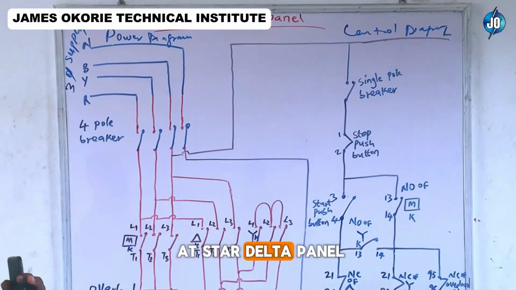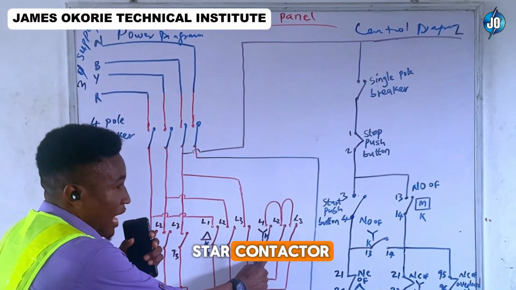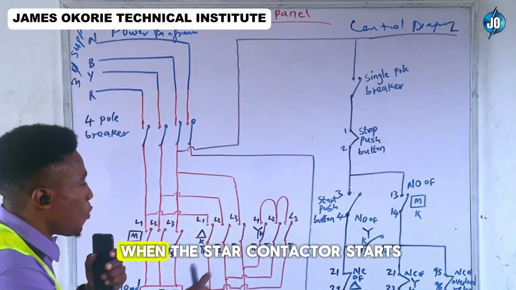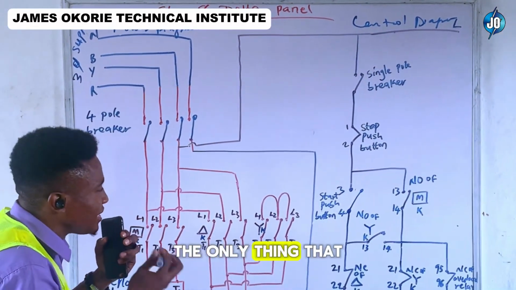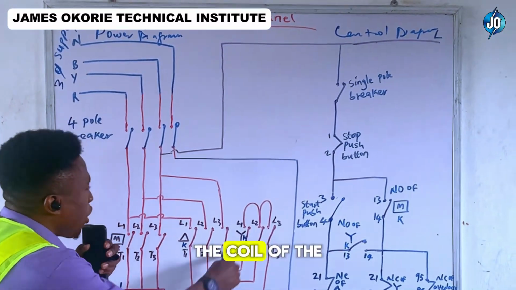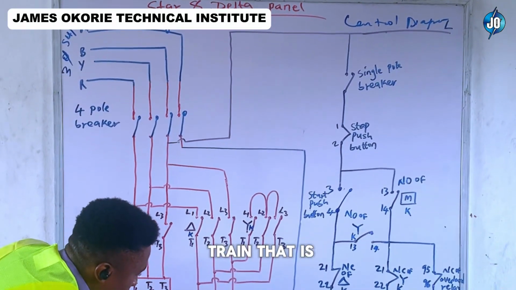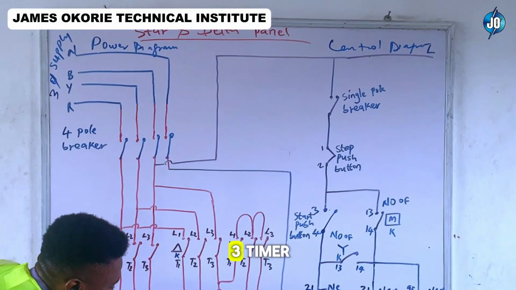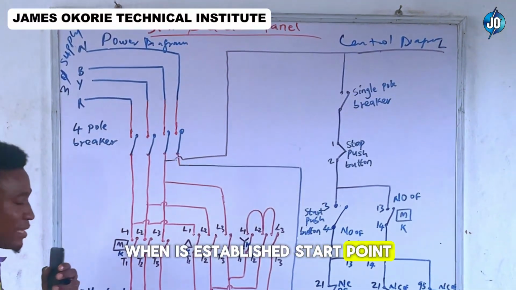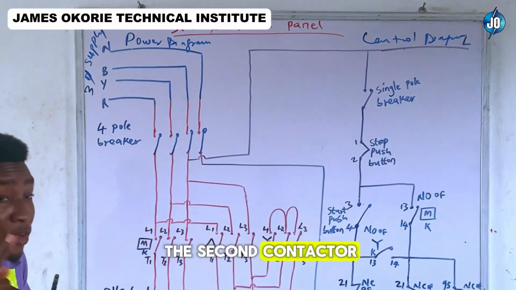Now, in the star delta panel, the first thing that we start is the star contactor. The star contactor is the first component that we start. How does it work? When the star contactor starts, the only thing that will happen is that the coil of the star contactor will energize. When the coil is energized, it will shunt these three terminals, thereby establishing the star point. When it establishes the star point, the next contactor that will start is the main contactor. The main contactor is the second contactor that will start.